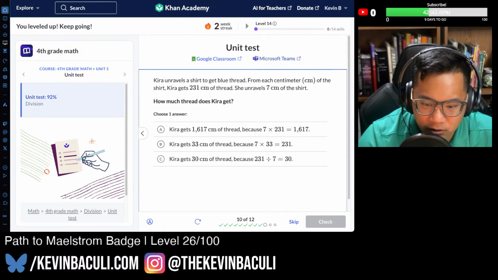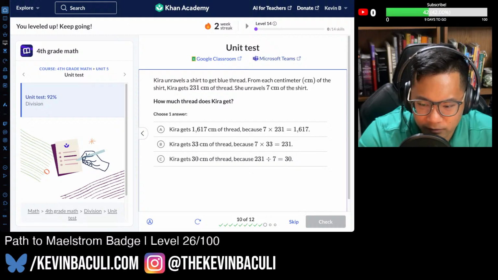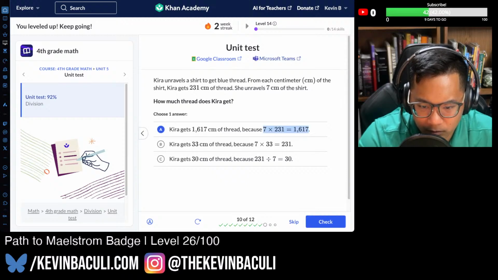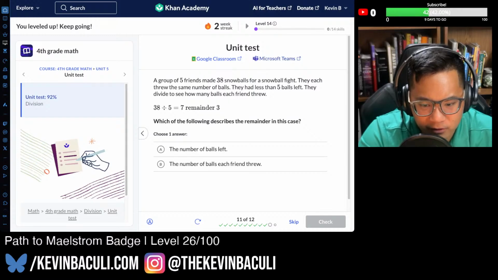Kira unravels a shirt to get a blue thread. For each centimeter of the shirt, she gets 231 centimeters of thread. She unravels 7 centimeters from the shirt. How much thread did Kira get? That's the only one.